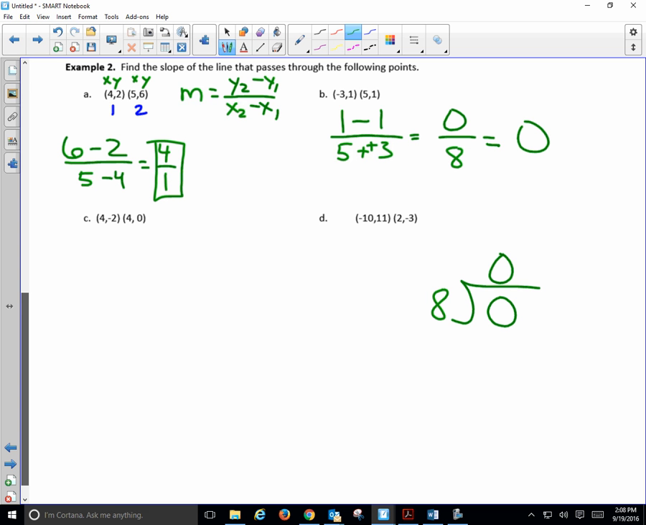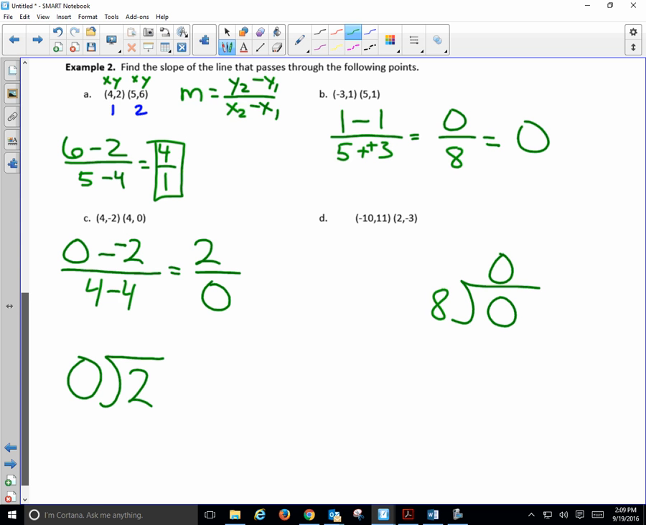Let's try the next one. What's y sub 2, minus, what's y sub 1? Or 4 minus 4. So what do you get on top? 2, and what do you get on bottom? So I have 2 over 0. If 0 is on the bottom, is it 0 or undefined? Exactly, let's see why. If 0 goes on the outside and I divide that into 2, how many zeros do you have to add up before you get to 2?